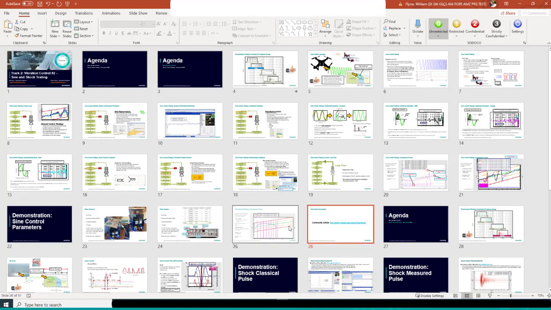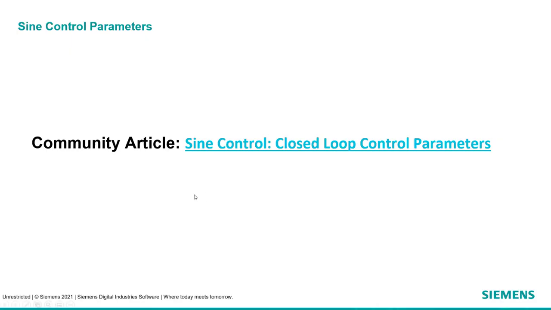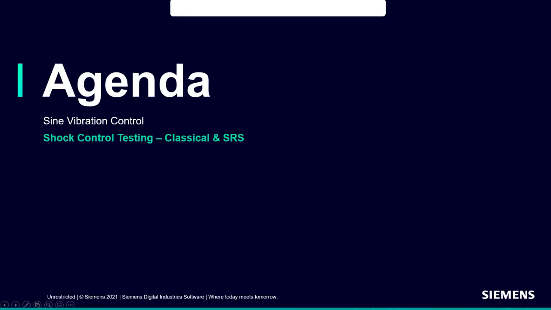So let me go back to the presentation. And here we are in a community article. There's a link here. You can go to look at closed loop control parameters and get some more information, kind of another summary of what was just presented.